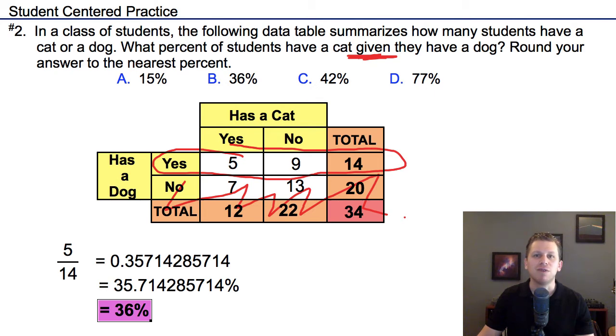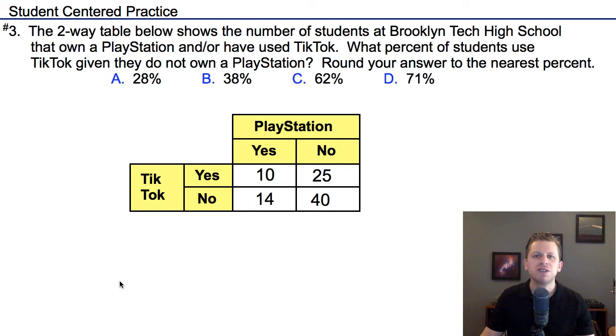Let's try another example. The two-way table shown below shows the number of students at Brooklyn Tech High School that own a PlayStation and/or have used TikTok. What percent of students use TikTok given they do not own a PlayStation? Round your answer to the nearest percent. In this question here, I can see that they only gave us the joint frequencies, but we're missing the marginal frequencies, so I'm just going to add those to the table.